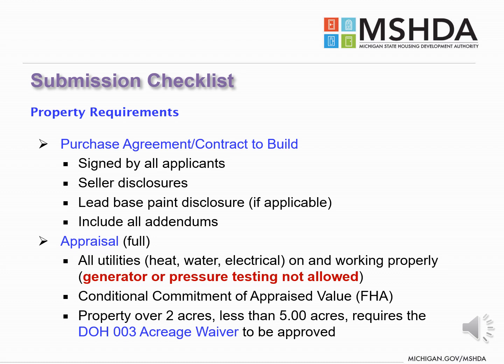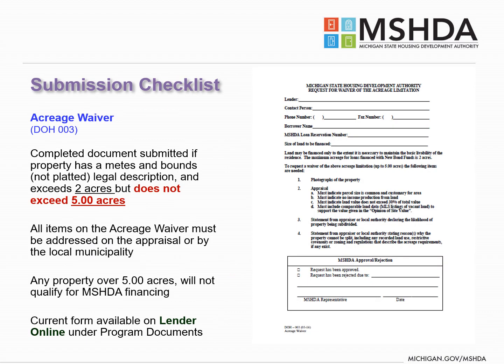If you have a property that is over 2 acres but less than 5 acres, MSHDA requires a completed DOH 003 acreage waiver. This is the acreage waiver. This document must be completed by the lender and submitted to MSHDA if the property has a metes and bounds legal description and exceeds 2 acres but does not exceed 5 acres. All items on the acreage waiver must be addressed on the appraisal or by the local municipality. The property must meet all requirements listed on the acreage waiver to be approved. Any property over 5.00 acres will not qualify for MSHDA financing. The current form is available on Lender Online under Program Documents.